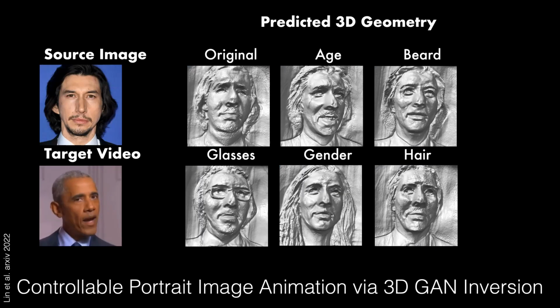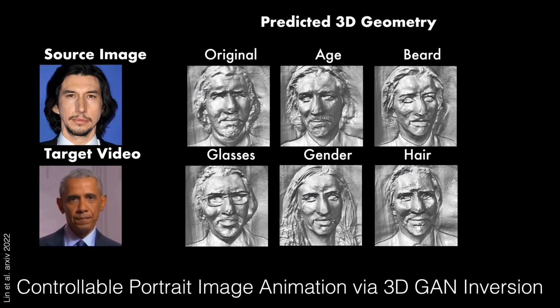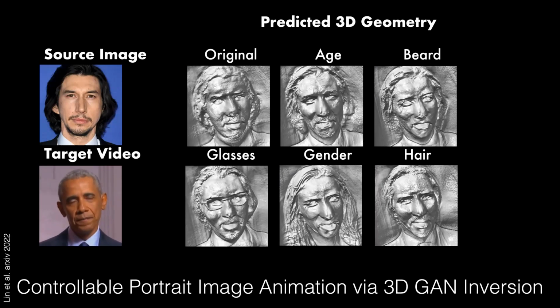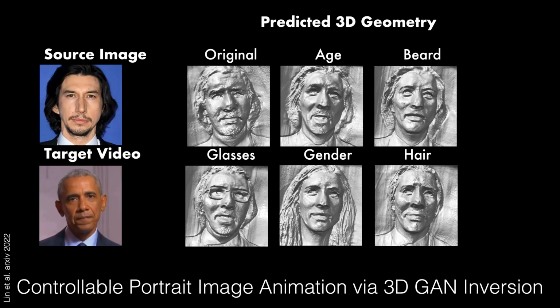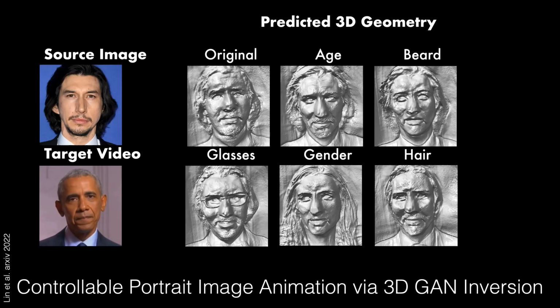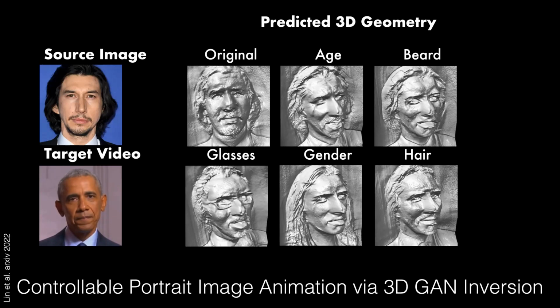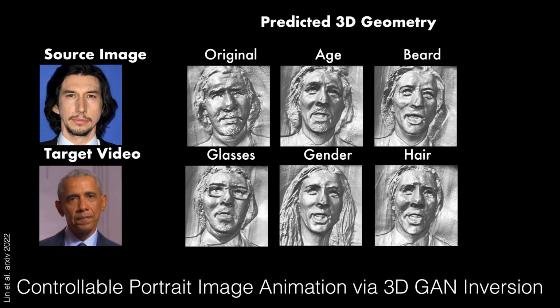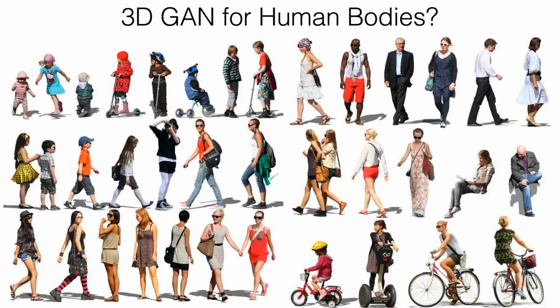And again, without ever being supervised or anything like this, we can see the 3D shape of the single source image that is also being animated here. So again, this is something uniquely enabled by 3D GANs. Take a look at our arXiv paper on controllable portrait image animation via 3D GAN inversion if you're interested in this general topic. One open question though is, so far we've only seen cats and faces.